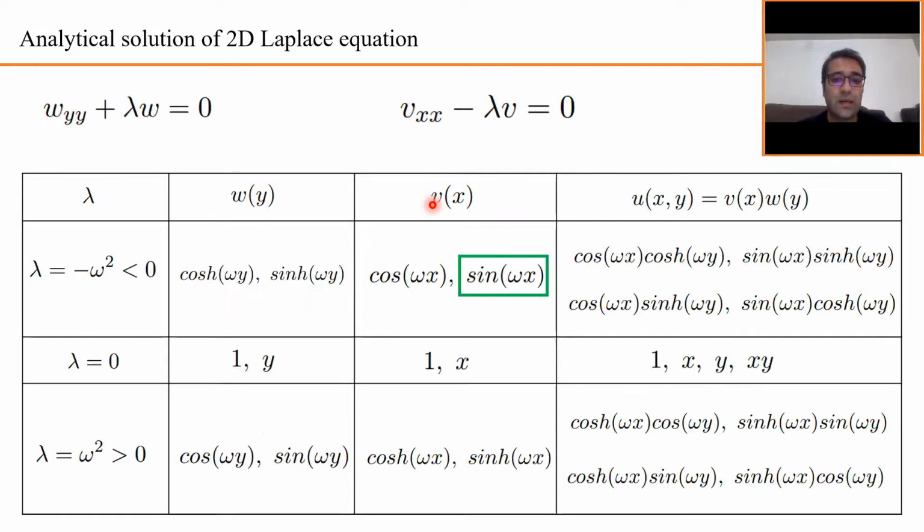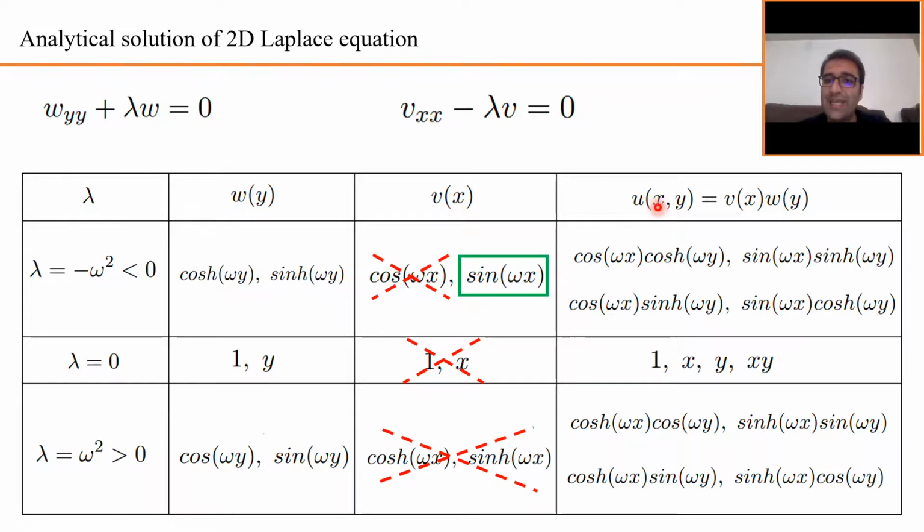And if we recall the summary of the solution for this differential equation, applying the boundary condition, we conclude that Vx can only take the form of sine omega x. What does it mean? It means that cosine omega x is not acceptable for this boundary condition, and also the linear form is not acceptable. Cosine hyperbolic and sine hyperbolic are also not acceptable when we have the boundary condition that we defined.